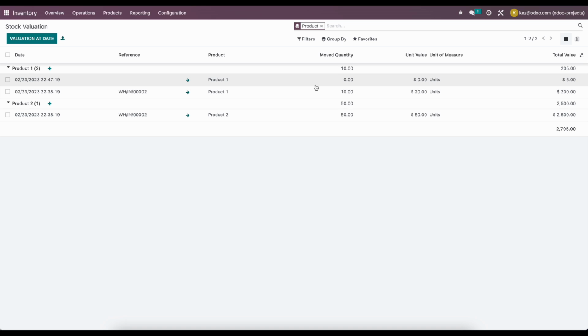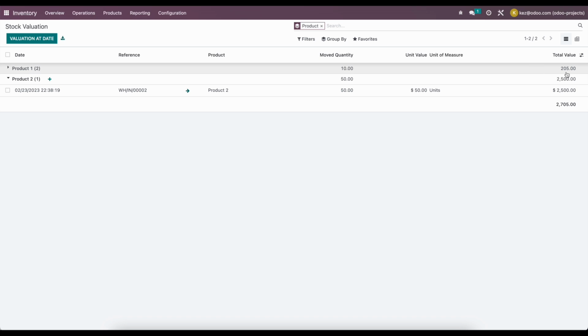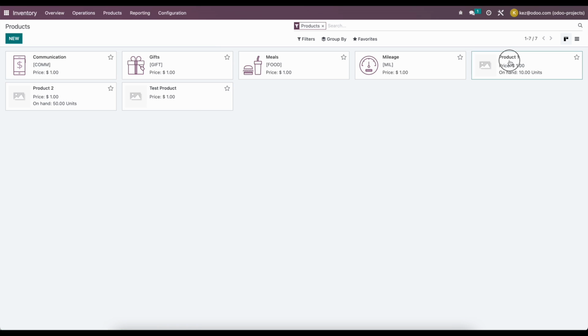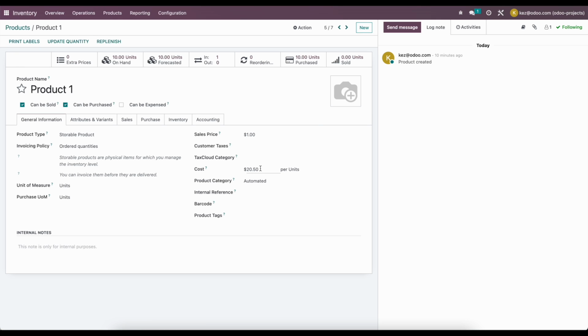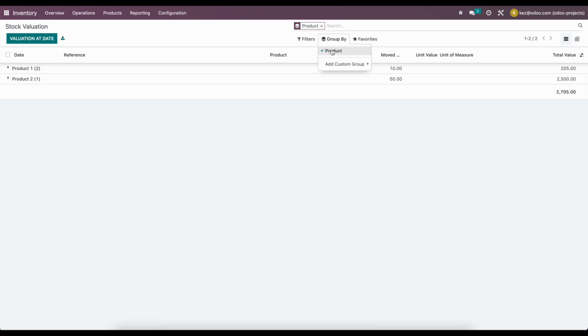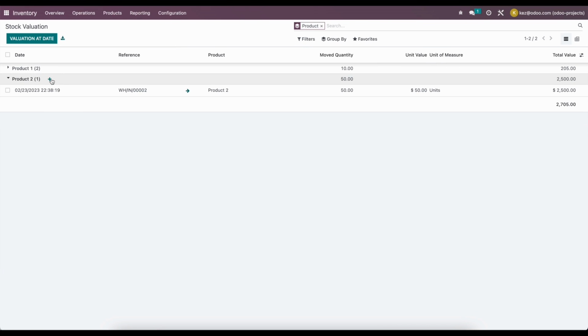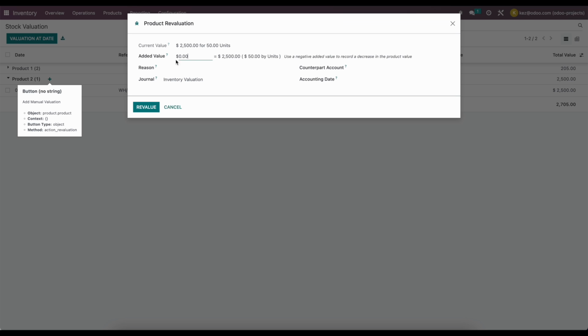Now we see a new revalue line added here with an additional $5, which will total $205 for product one. So now if we go into products and we look at product one, we see that the cost price is $20.50 times 10 units, which is going to give us our total value. If we go back to valuation, and again we'll group this by product, we'll do the same thing for product two. So instead, for product two we'll decrease the value.